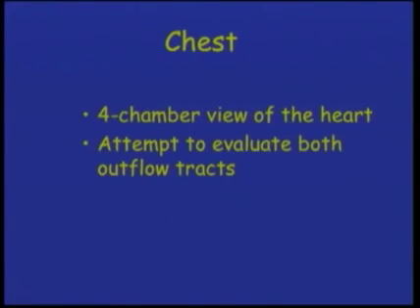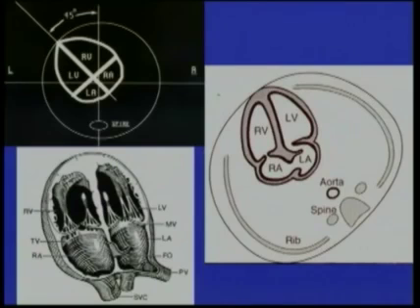After the face, we go look into the chest, where we look for the 4-chamber view of the heart, and we attempt to evaluate both outflow tracts. The 4-chamber of the heart is here. You can see these diagrams showing the normal axis of the heart, 45 degrees axis when you look at the spine towards the sternum. And you can see the 2 atria, the 2 ventricles, similar in size. The heart occupies about a third the size of the chest.